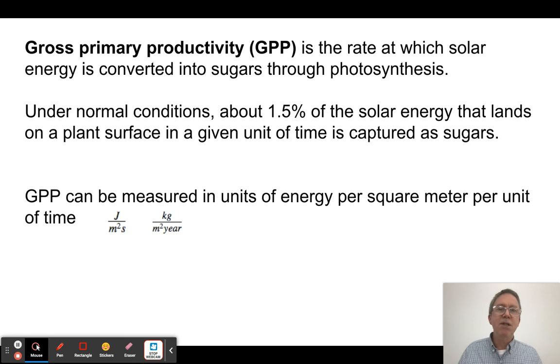How do we go about measuring that? Well, we're going to measure it in terms of how much energy per square meter per unit of time, right? So how many joules of energy are captured in a given square meter of Earth's surface in a given amount of time? That means we could measure in terms of, say, joules per square meter per second, or kilojoules per square meter per day, or we could even talk in terms of kilograms per square meter per year if we're talking biomass, which we'll get to in a minute. But these are all ways of measuring how much energy is captured per given unit of area per given unit of time.